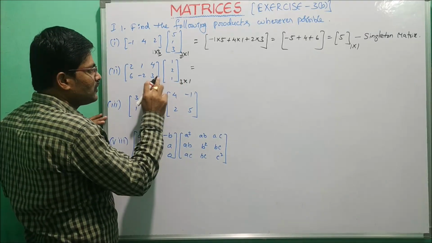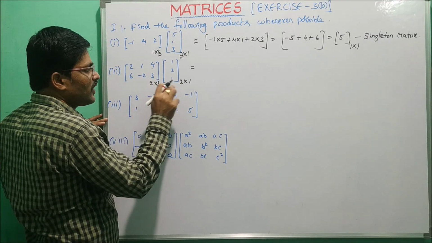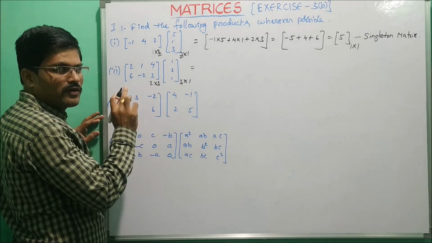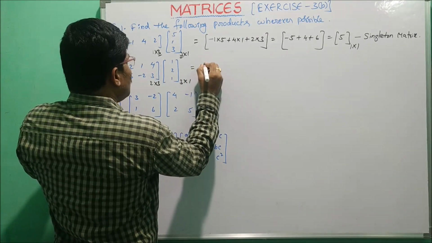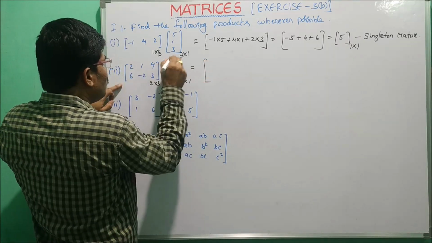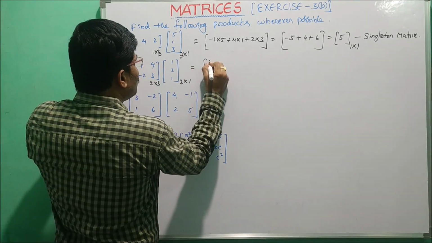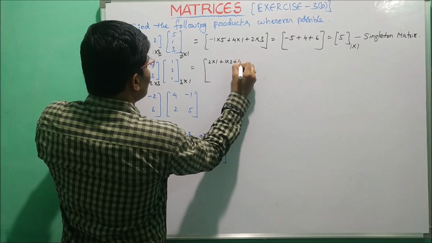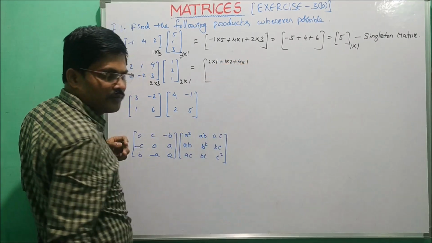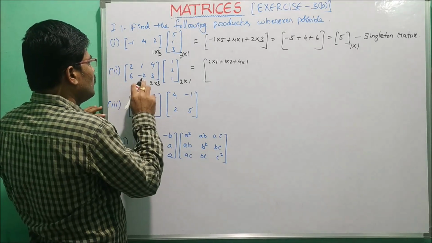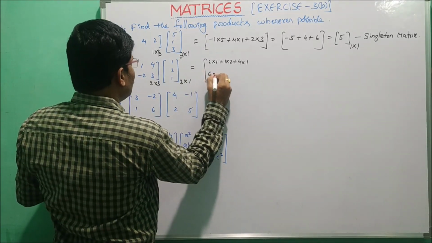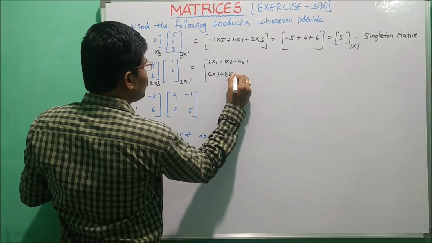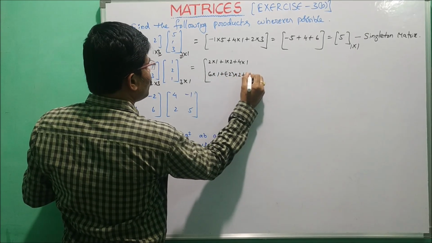Clearly, we have to observe the number of columns in the first matrix equals the number of rows in the second matrix. Now, here also the product will exist. So, here we take first row, first column, 2 into 1 plus 1 into 2 plus 4 into 1. Next, 6 into 1 plus minus 2 into 2 plus 3 into 1.